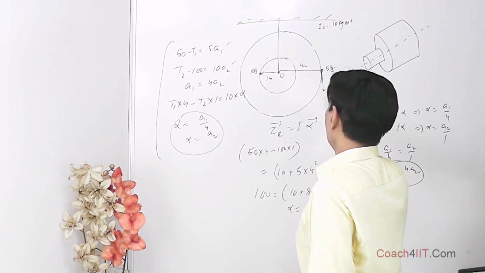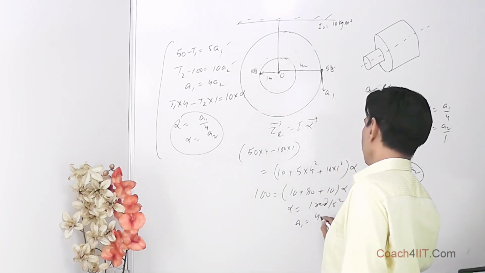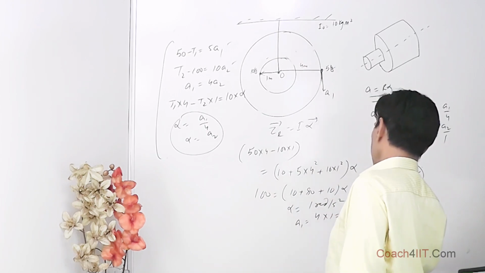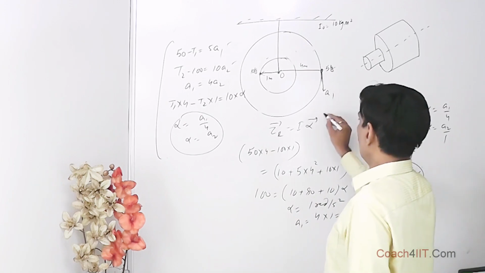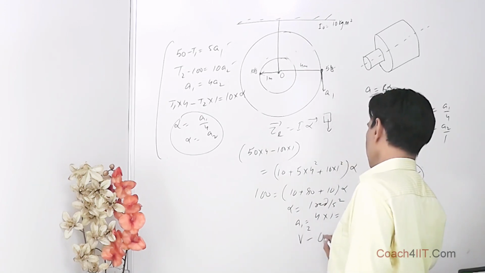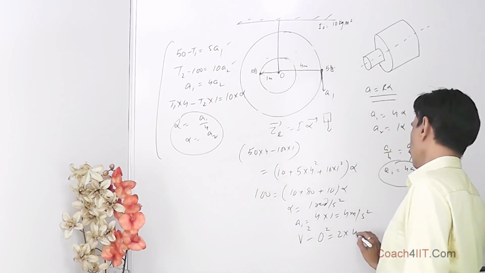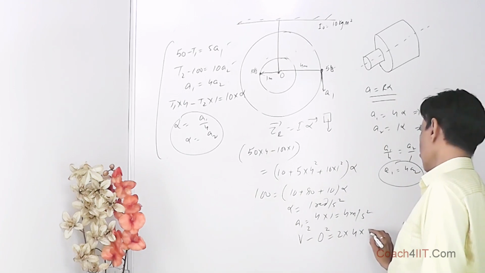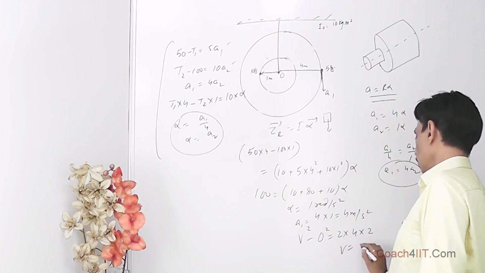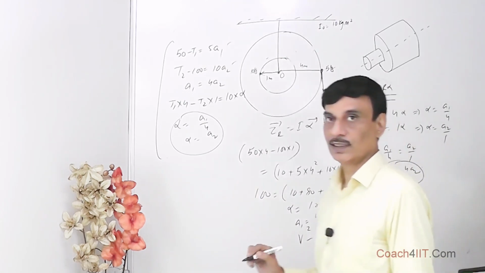A is equal to R alpha. If we talk about this one, A1 is equal to R which is 4, alpha is 1, that is 4 meter per second square. Of this block will be 4 meter per second square. So we can use V square minus U square is equal to 2 into acceleration 4 into S. I think it was 2 meter. So V comes out to be 4 meter per second. We get the answer directly.